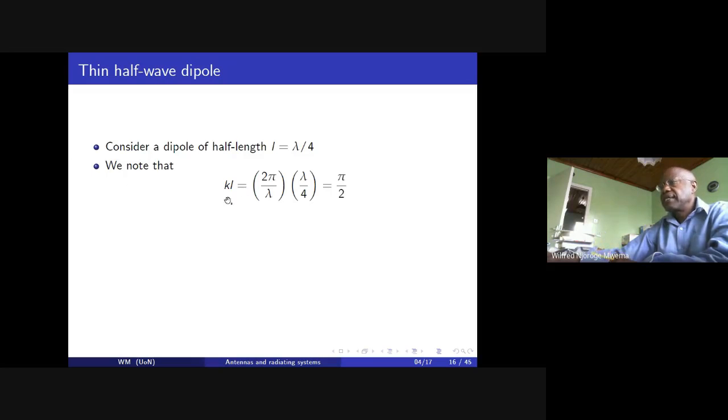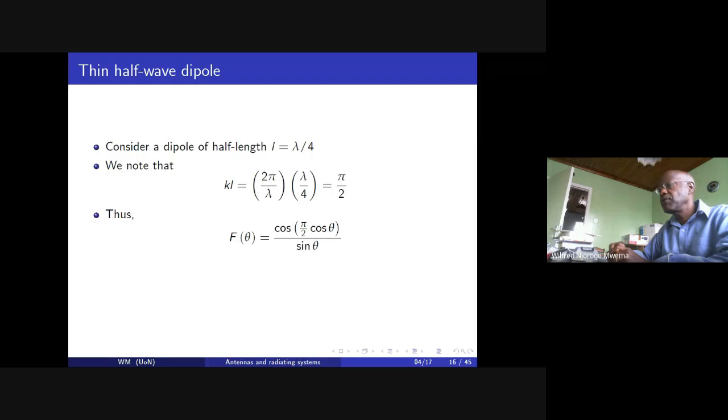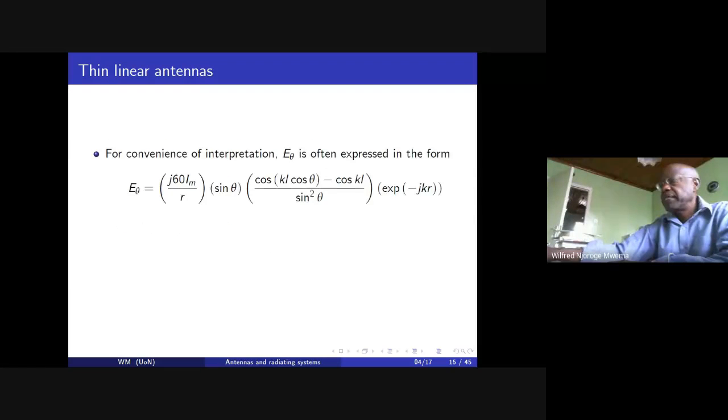So we note that KL is therefore going to be given by twice pi divided by lambda, multiplied by lambda by 2, and therefore we have a value of pi by 2. And therefore, our E-plane pattern function is going to be reduced to, remember the cosine of KL, and we put the KL there as pi by 2, the cosine of pi by 2 is 0. And the only one we are left with is the cosine of something multiplied by the cosine there. That is the pattern factor.